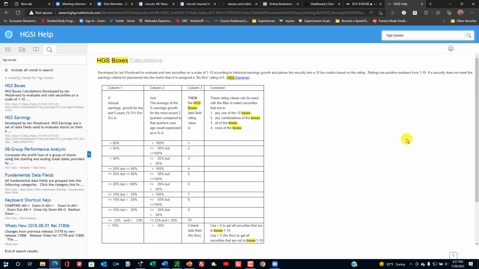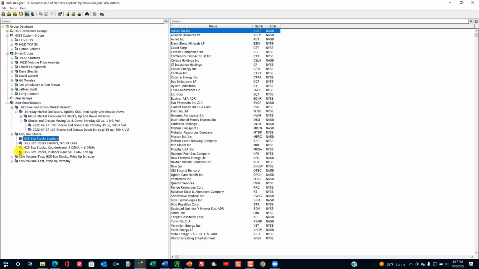And this is something Ian and his group that used to meet at the Palos Verdes Library came up with years ago. And these are fundamentally strong stocks, or stocks whose earnings growth is increasing. And we have box stocks 1 through 10. So if the annual earnings growth for 5 years is greater than 50%, and the average of the earnings growth over the most recent 2 quarters is greater than 100, it's a box 1 stock, and so on. I'm not going to read this to you. All that information is in here. But what it's doing, it's limiting the stocks to the box stocks.